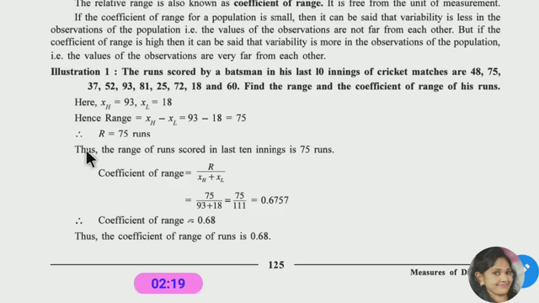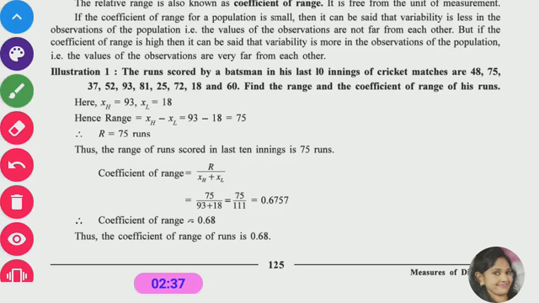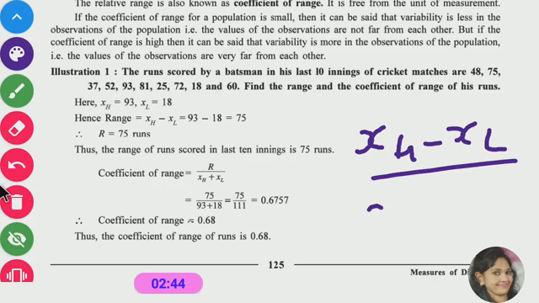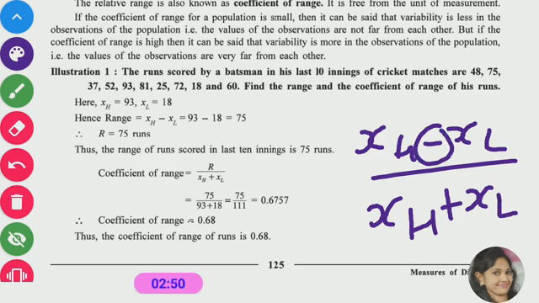And let me find the coefficient of range. Coefficient of range means the relative range. Thus, coefficient of range is equal to R, R means what? XH minus XL upon XH plus XL. Understood what I am saying? Here R is equal to XH minus XL. So whenever you find the coefficient of range, you will write the same formula, but here minus, here plus.